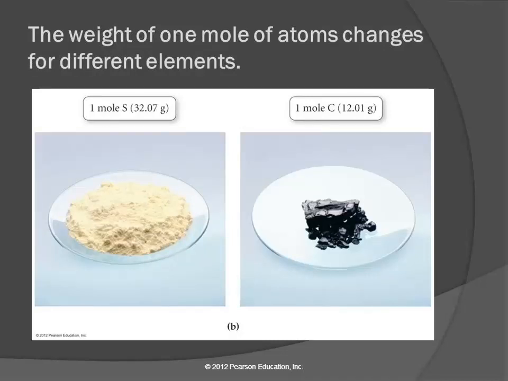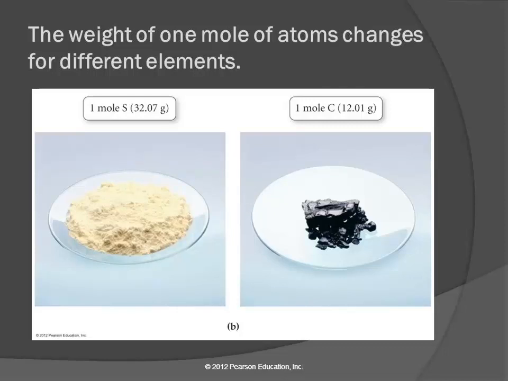So here we have 2 pictures. This is a mole of sulfur atoms. A mole of sulfur atoms weighs 32 grams. And here's a mole of carbon. Kind of looks like graphite. And that weighs 12 grams. So a mole is, these are the same number of atoms. On each little watch glass there are 6.022 times 10 to the 23rd atoms of that element.